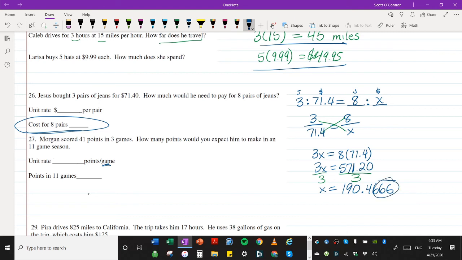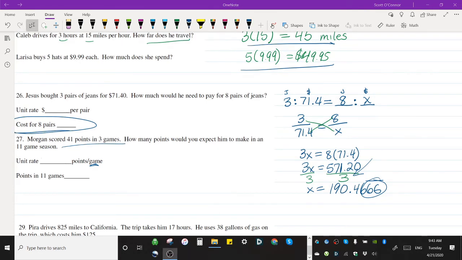You can see that this one has about 6 cents more, and that's just because when I did this division, it didn't round as much as when we answered the question before. But you can use either method for solving it. Let's do it one more time.